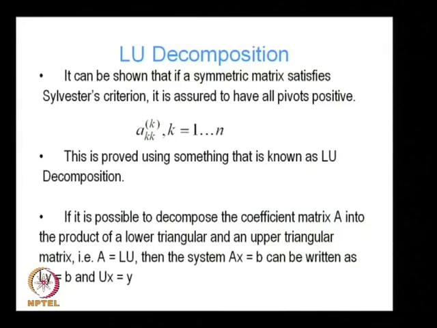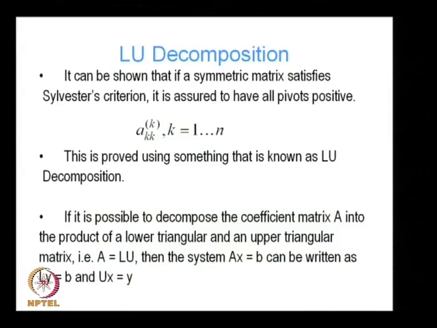recall what a lower triangular matrix is. A lower triangular matrix has elements above the principal diagonal equal to 0. It has non-zero elements only below or at the principal diagonal, while an upper triangular matrix has non-zero elements at or above the principal diagonal, while all elements below the principal diagonal are 0.